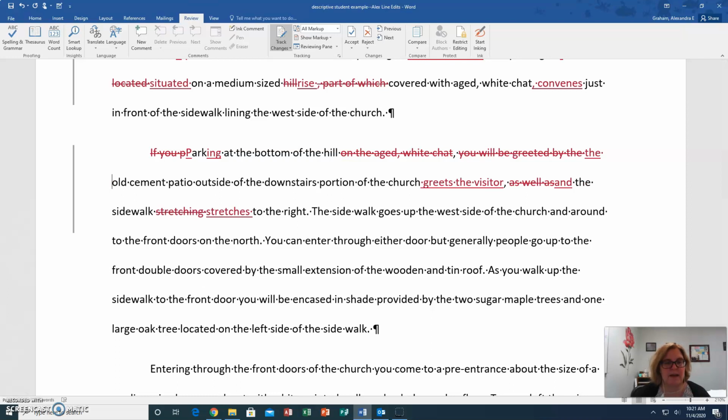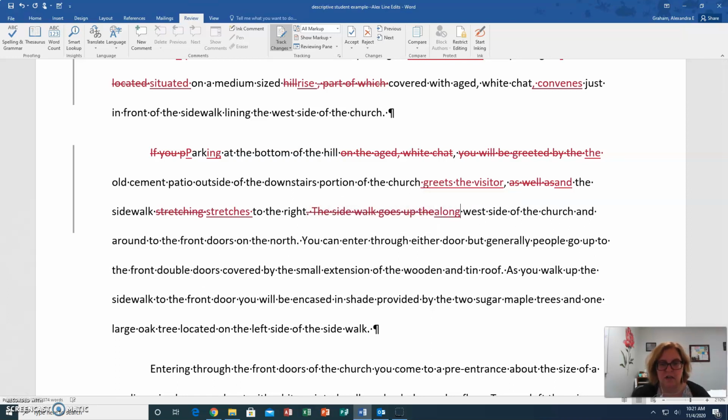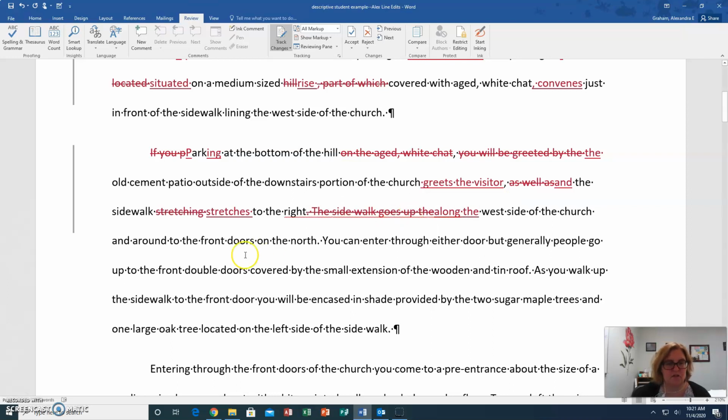The old cement patio outside of the downstairs portion of the church greets the visitor, and the sidewalk stretches to the right. So maybe it stretches to the right along the west side of the church and around to the front doors on the north. Okay, there you go. That resolves some of that. All right. You can enter.